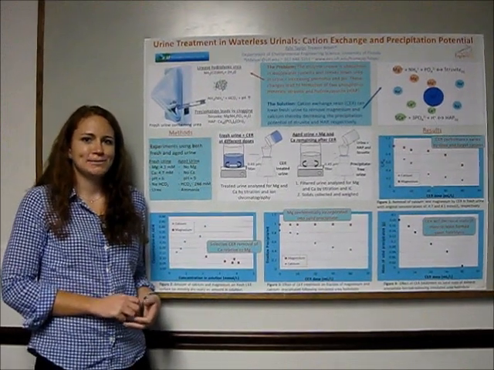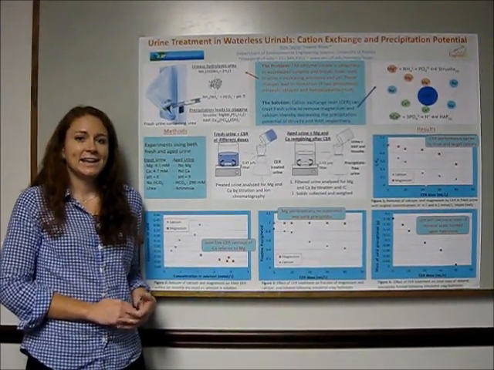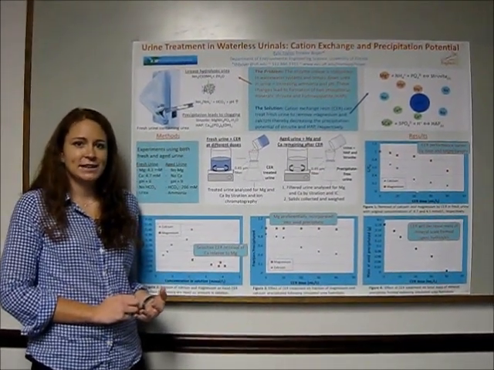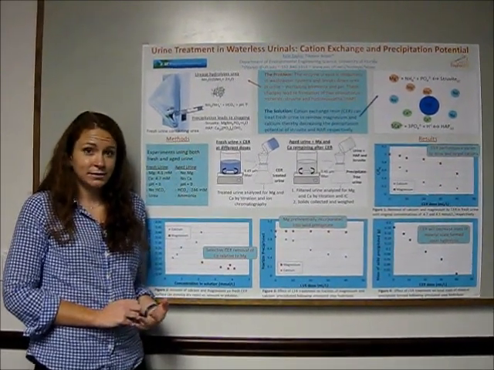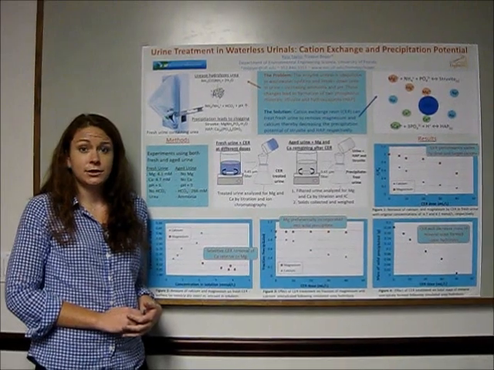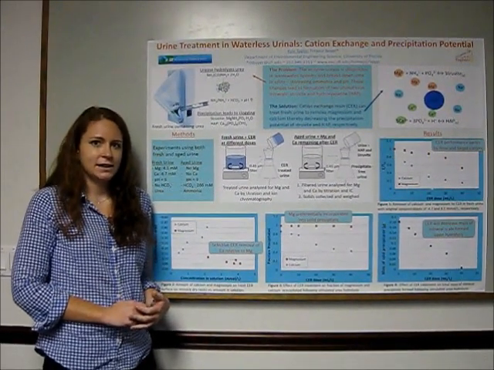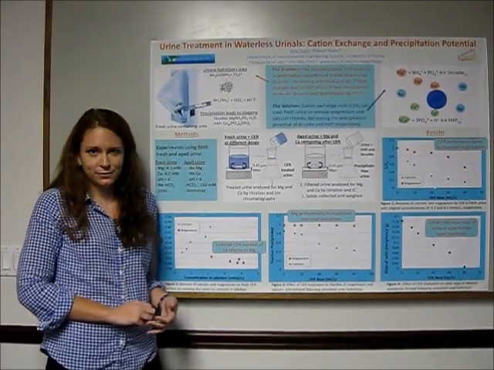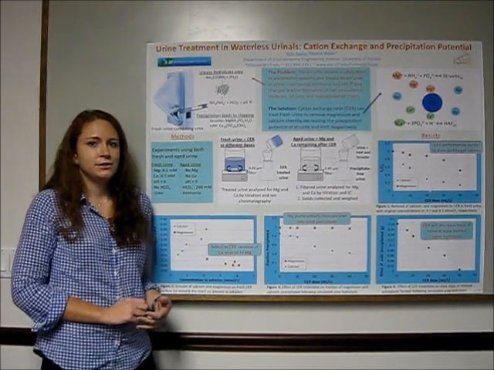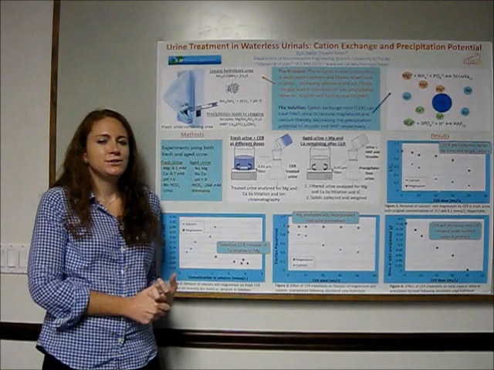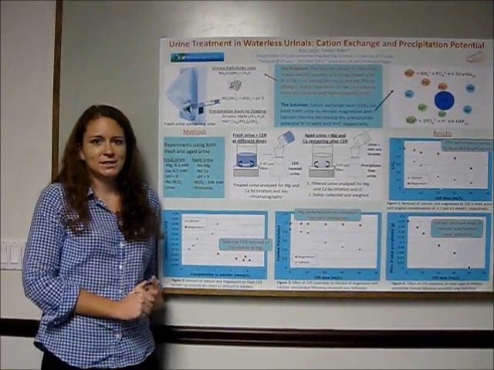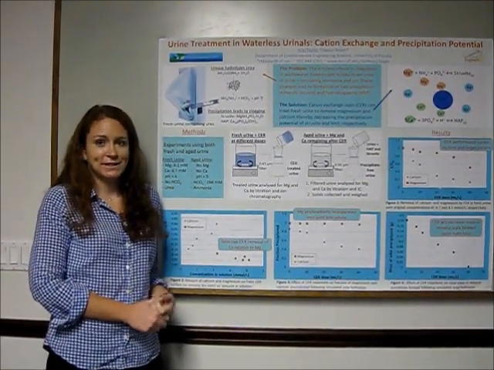Overall, this set of experiments was able to show that cation exchange resin can remove magnesium and calcium from fresh urine, and that this treatment is able to reduce the fraction of calcium precipitated and the overall mass of solids formed. This shows potential for the use of cation exchange resin in waterless urinals to prevent the problematic precipitation of magnesium and calcium phosphate minerals.